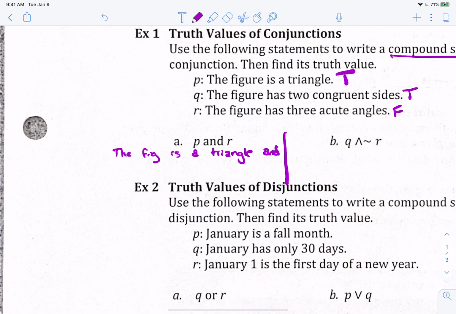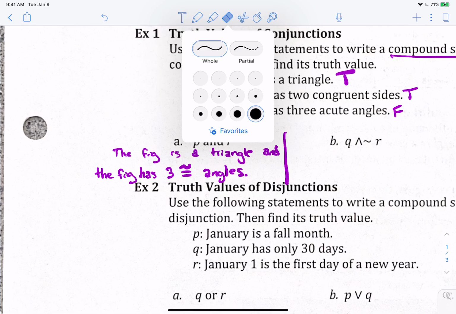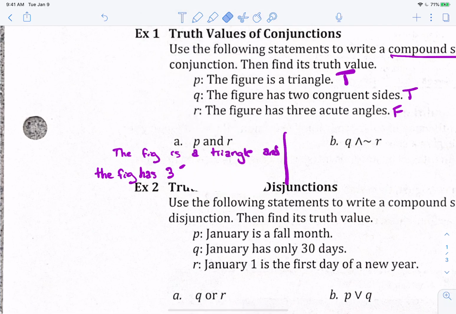And R says the figure has three congruent angles. We write it like that. No, R doesn't say that. R says the figure has three acute angles, not congruent. You write it like that, even though it's not true, because then it's a false statement. Then we say that it's false.